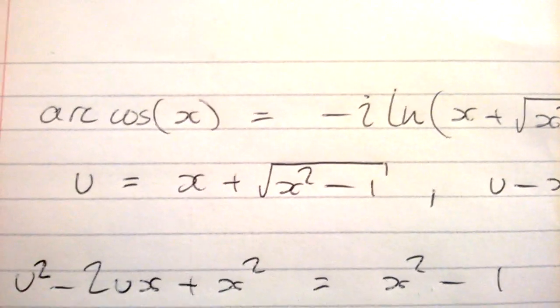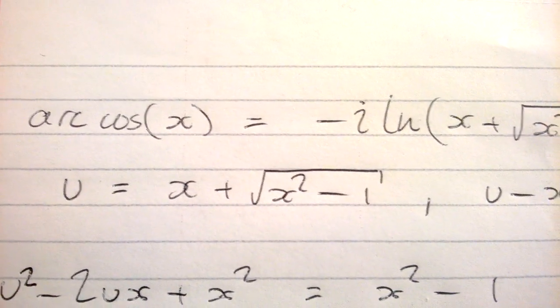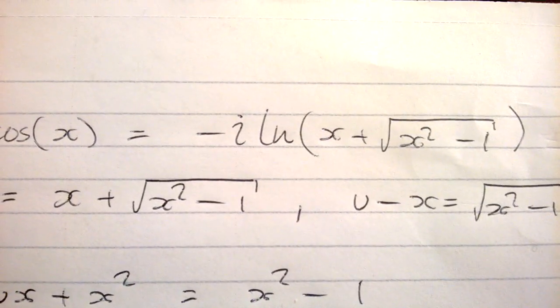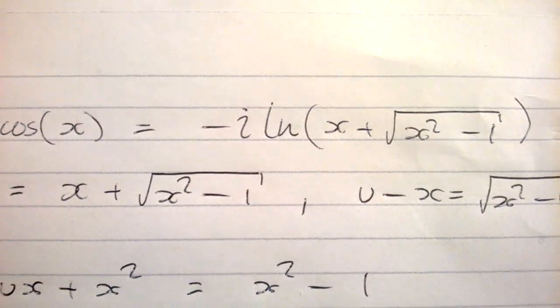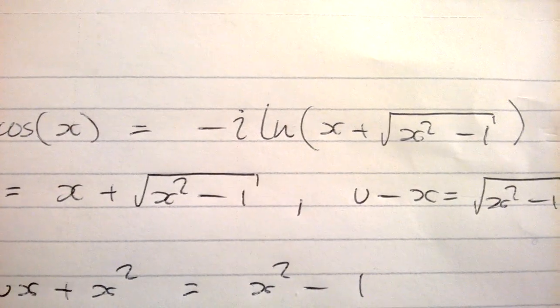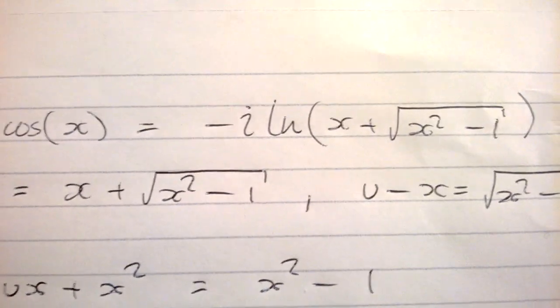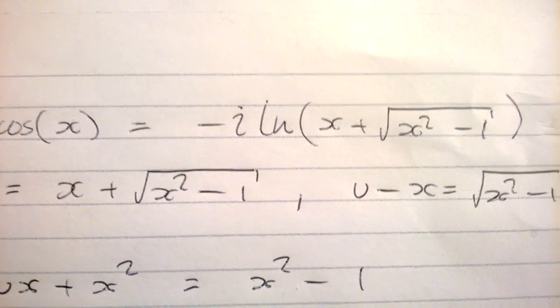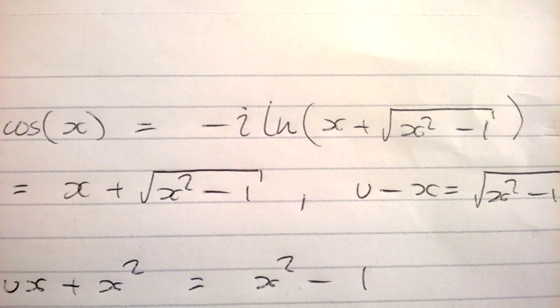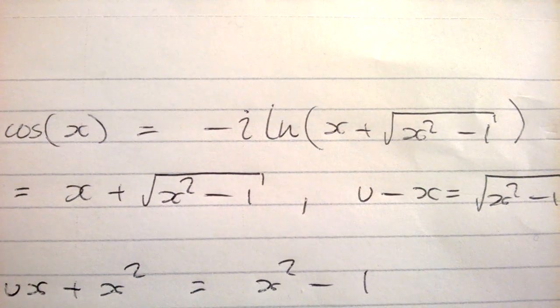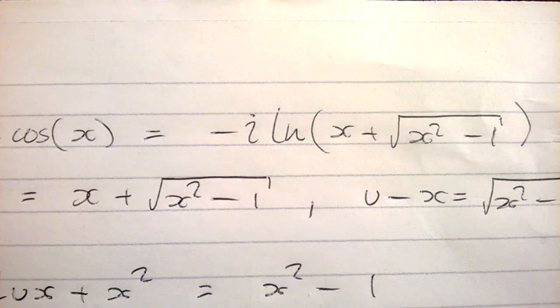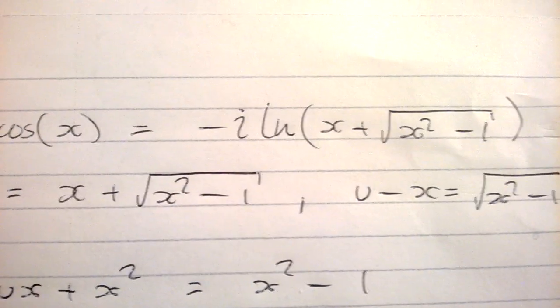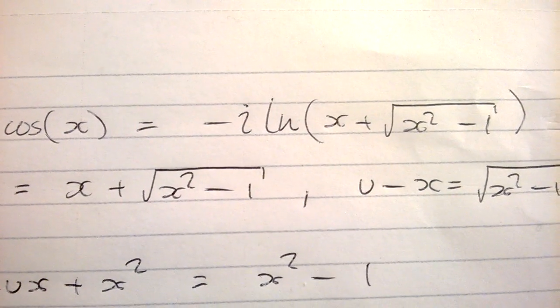Okay, so we start off then by saying the arc cosine of x equals minus i times the natural log of x plus root x squared minus 1. And my last video was actually proving that, starting off with e to the ix equals cos x plus i sine x, and then the derivative of that for the term of cos x. So that was my starting point.